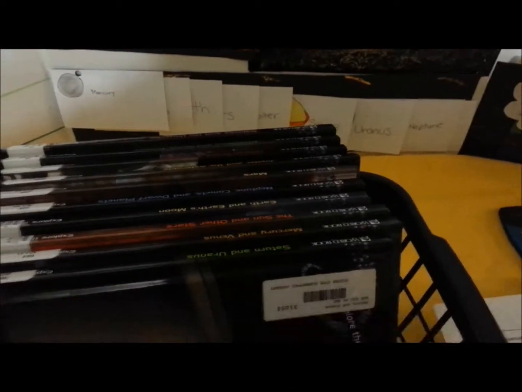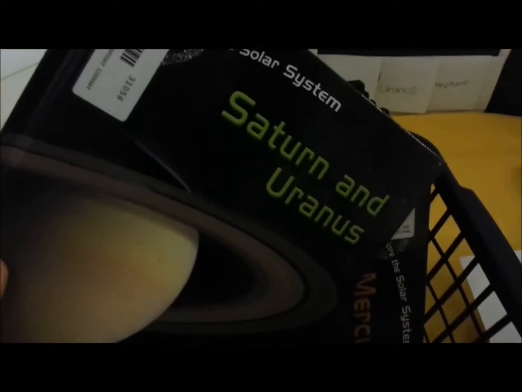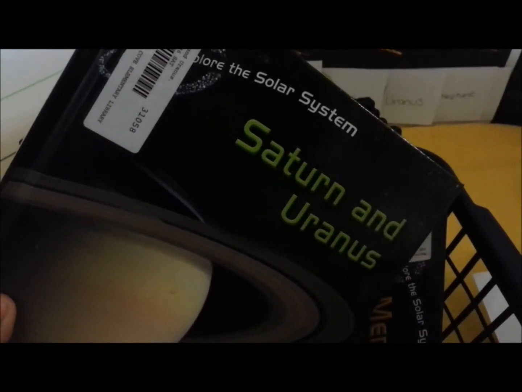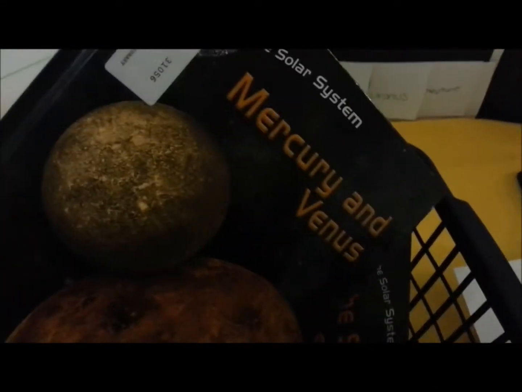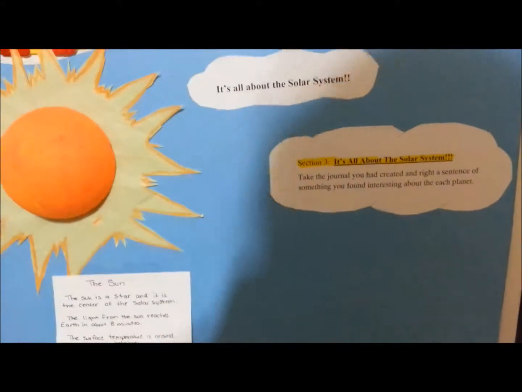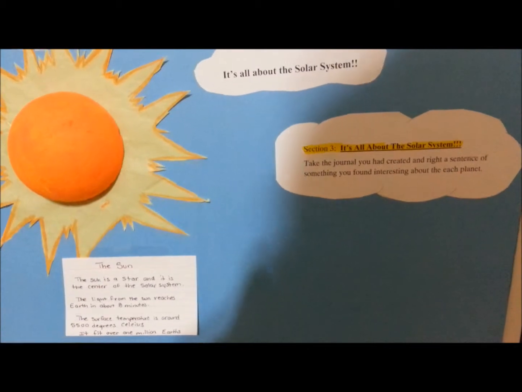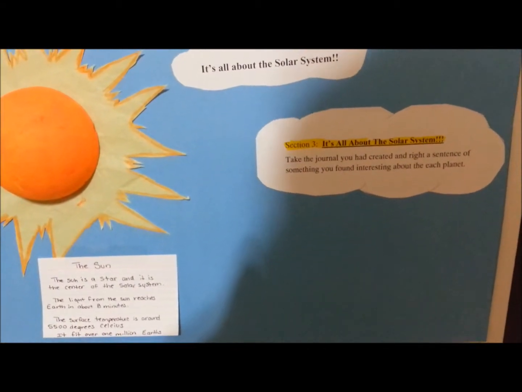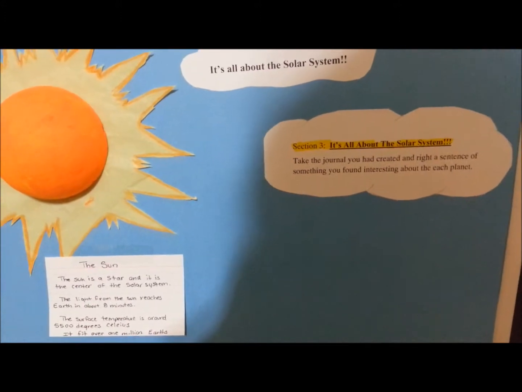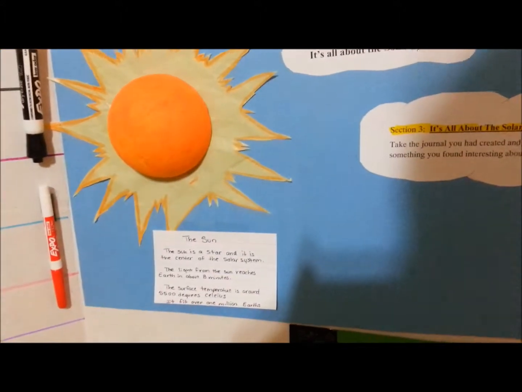I also have a collection of different books that focus on different planets, in case a student would like to continue reading more about the planets. For example, we have Saturn and Uranus, Mercury and Venus, the Sun and other stars, and many other interesting books. One thing I forgot to mention about this section is that once it is completed, the students will refer back to their solar system journals and write one sentence for each planet about something interesting they found.